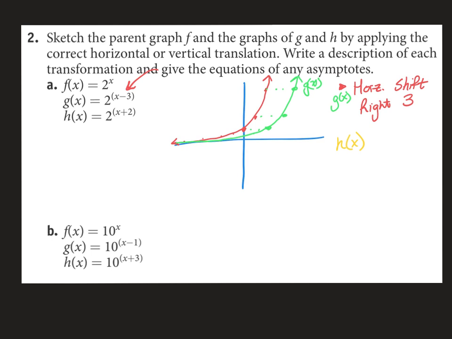Hopefully, you recognize that this is, again, inside a parenthesis, which makes it horizontal. Adding or subtracting makes it a shift. And it is a plus 2, so we do the inverse of that, which would be left 2. So again, from the parent function, we're just going to back up 2 units, and we'll be here.